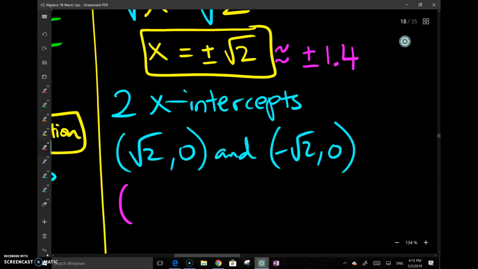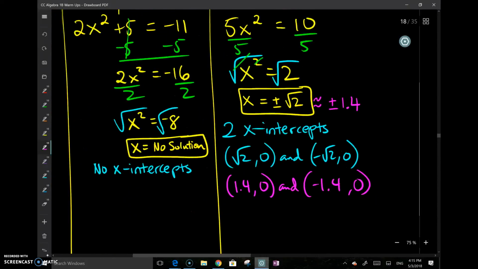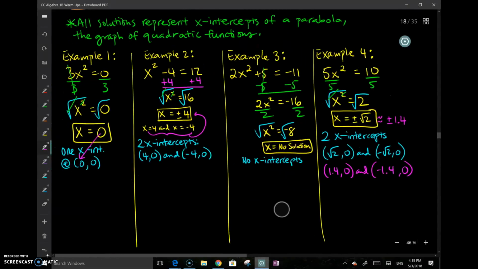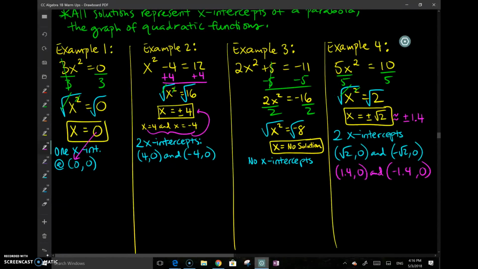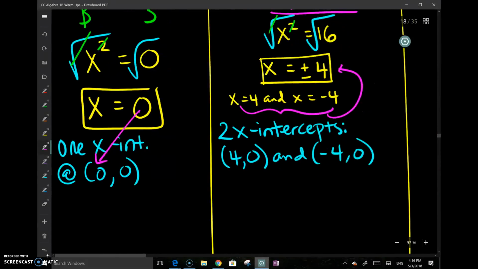So with that in mind, you can also write 1.4, comma 0, and negative 1.4, comma 0. And those would be your 2 x-intercepts. So out of everything, when we look at all 4 of them side by side, the first one, example 1, would be the easiest one to plot. It's just 1 point, it's at the origin, easy.